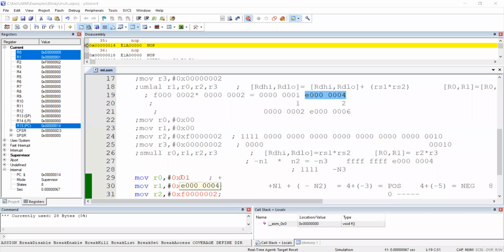That 1 plus the new E 0004. I will type here E 000 again 0004, this part with the old value 1. Hence, what we will get in R0 is E 000 again 0005. This is how we got the value.